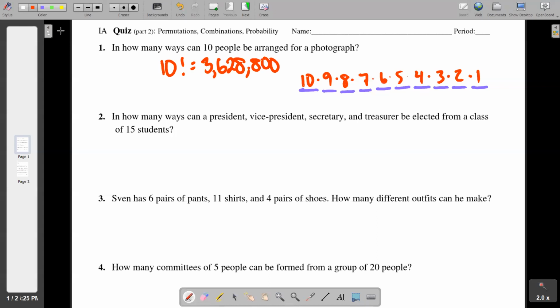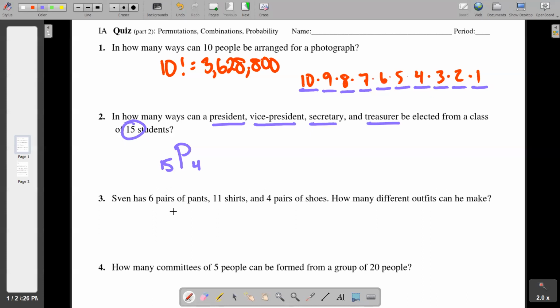Question 2, we are electing a president, a vice president, a secretary, and a treasurer. That's 4 seats being elected out of a group of 15. And does order matter when we elect presidents and people like that? Of course it does, right? You can't just pick those 4 people and say, it doesn't matter what order. Who's president and who's treasurer makes a big difference. So this is 15P4.